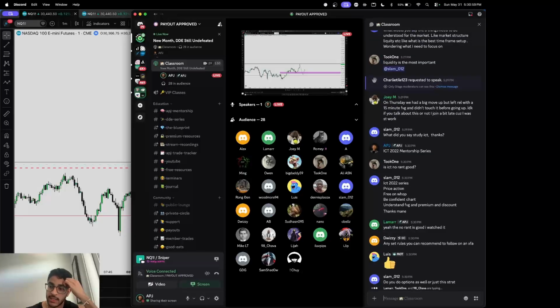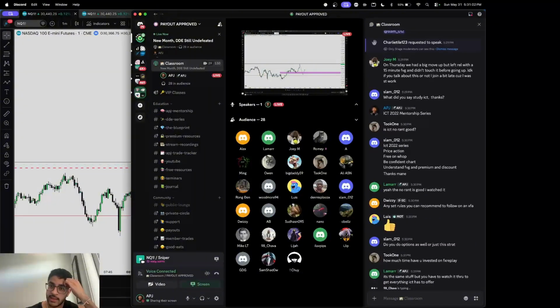Any set rules I can recommend following on a funded account? Are you trading my strategy? If so, then I can apply specific rules. Otherwise, have a defined risk per trade, have a profit taking strategy, have a daily profit target and a daily max loss you follow. How much time have I invested on FX Replay?